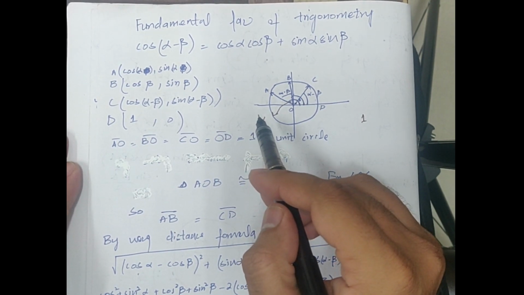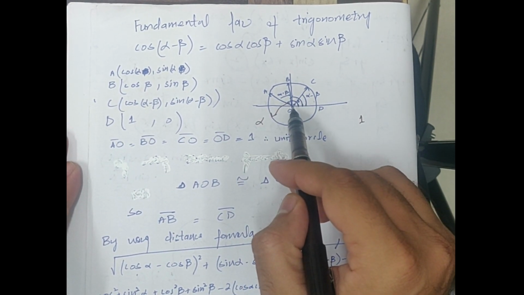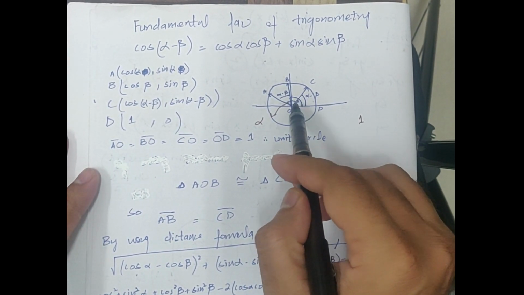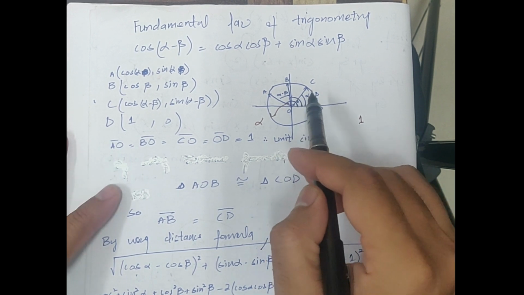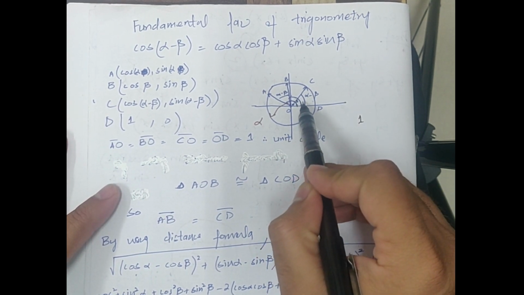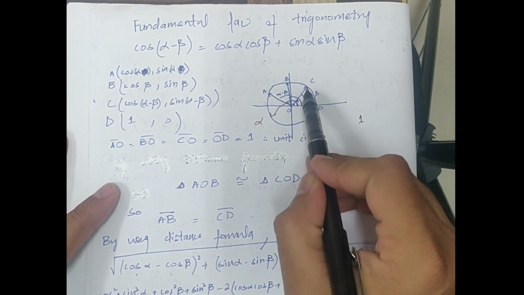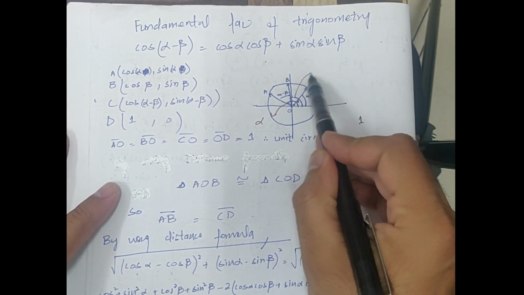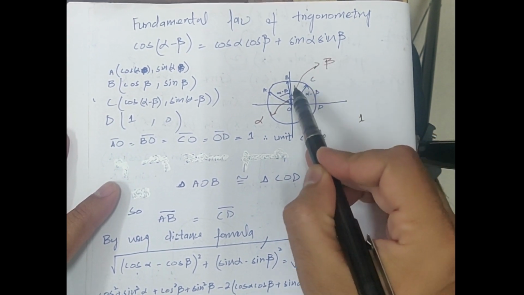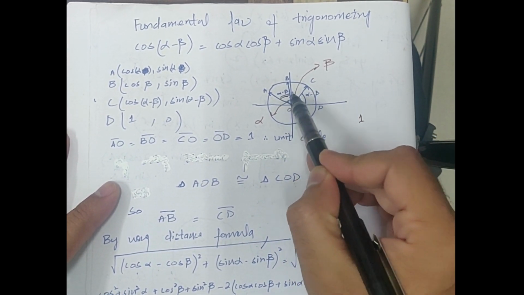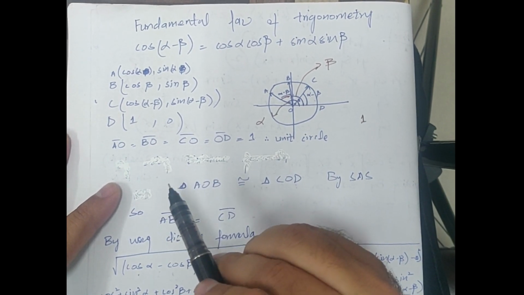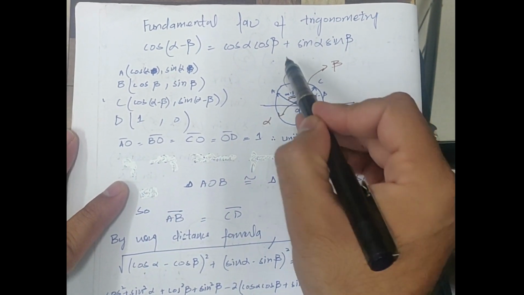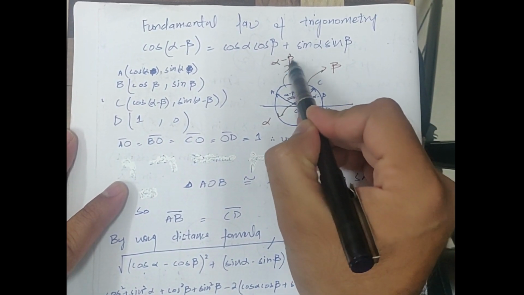Now let us draw another line OB. The angle that line OB subtends from the horizontal axis, let's call that angle beta. So evidently this remaining angle becomes alpha minus beta.